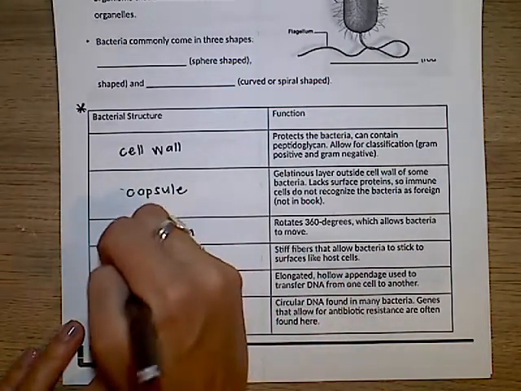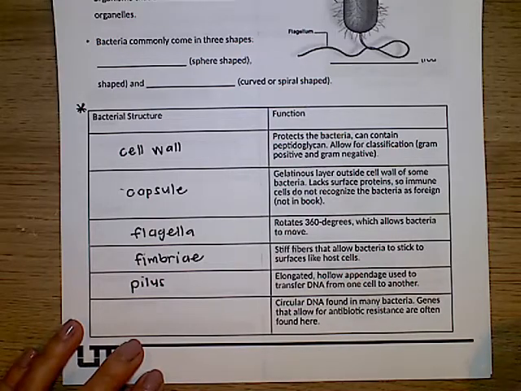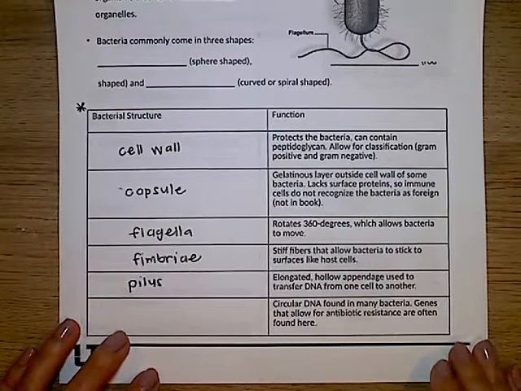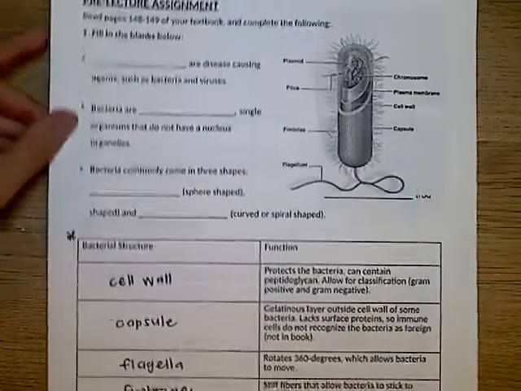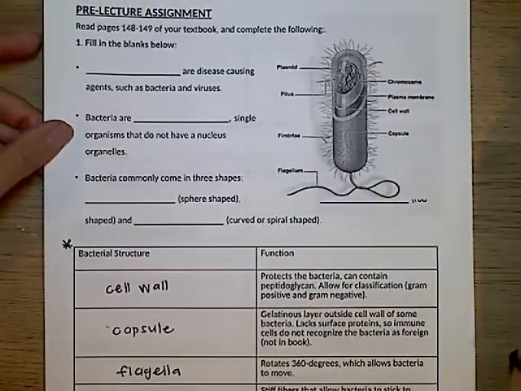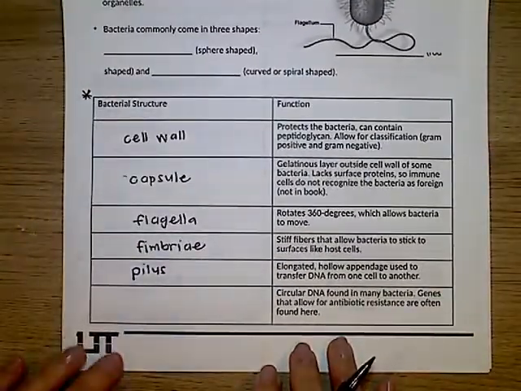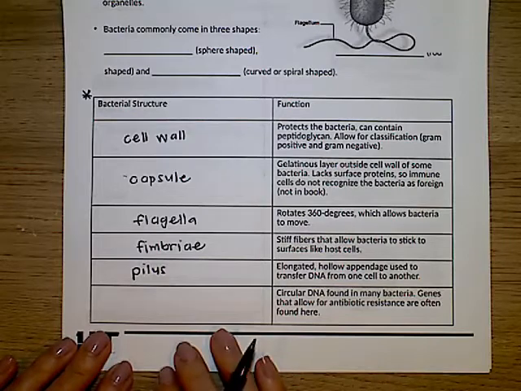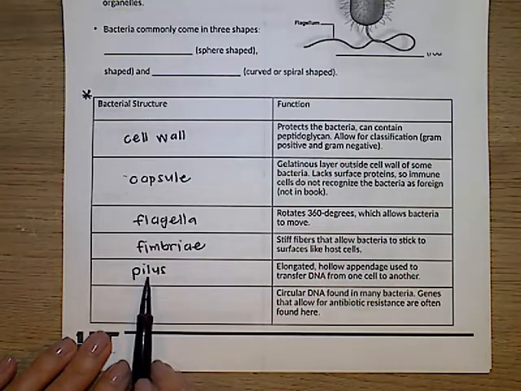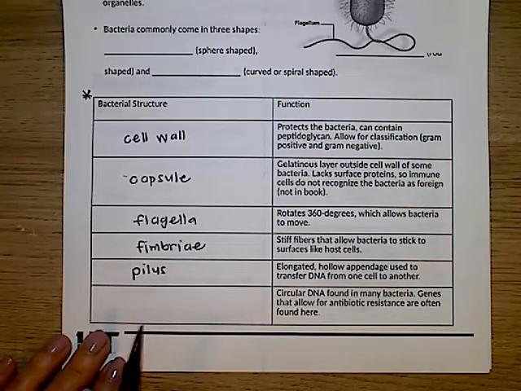A pilus is an elongated hollow appendage used to transfer DNA from one cell to another. So in this picture, it's this right here. And bacterial cells don't really do sexual reproduction. It's asexual for the most part. But with this pilus here, they can transfer parts of their DNA to another bacterial cell.